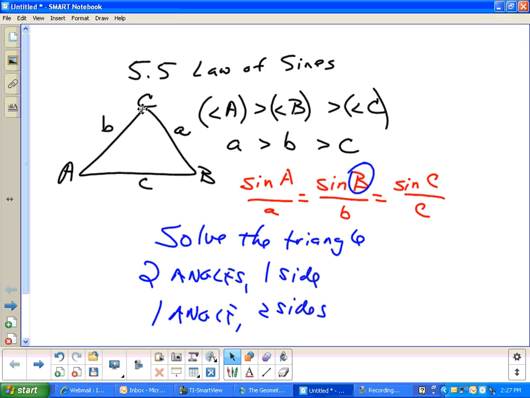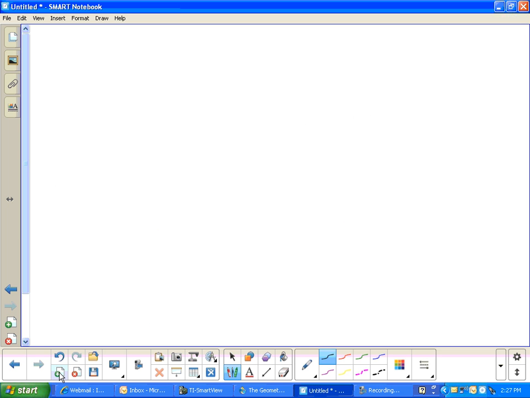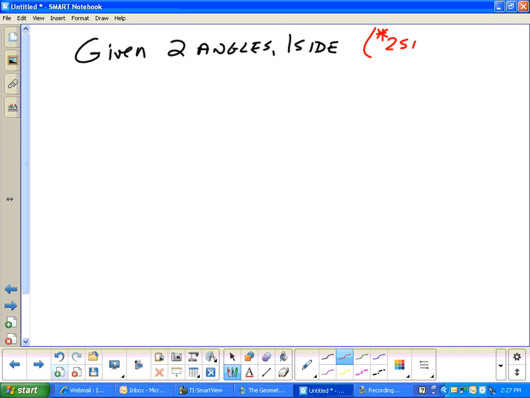Okay, here are the steps. So you're given either 2 angles and 1 side, or 2 sides and 1 angle. And as we talked about, this is going to be the ambiguous case, and we'll get to that in just a second.